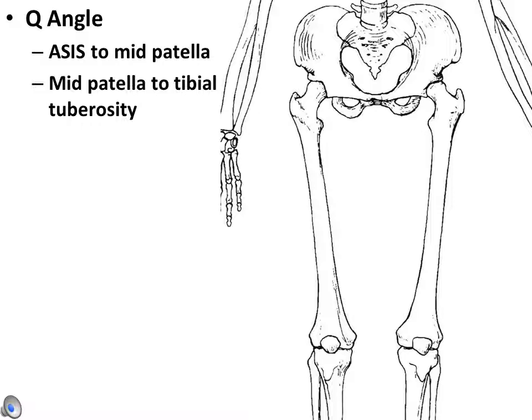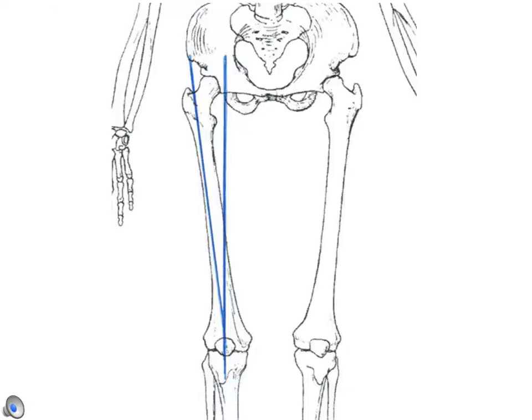The Q angle is the angle that is formed at the mid-patella where two lines intersect. The first line is drawn from the anterior superior iliac spine to the mid-patella, and the second line is drawn from the mid-patella to the tibial tuberosity. Where these two lines meet forms the Q angle. Pause the lecture to take this opportunity to, in your lecture notes, draw in the Q angle. So draw a straight line from the ASIS to the mid-patella, and then another line from the mid-patella to the tibial tuberosity. This will form the Q angle.